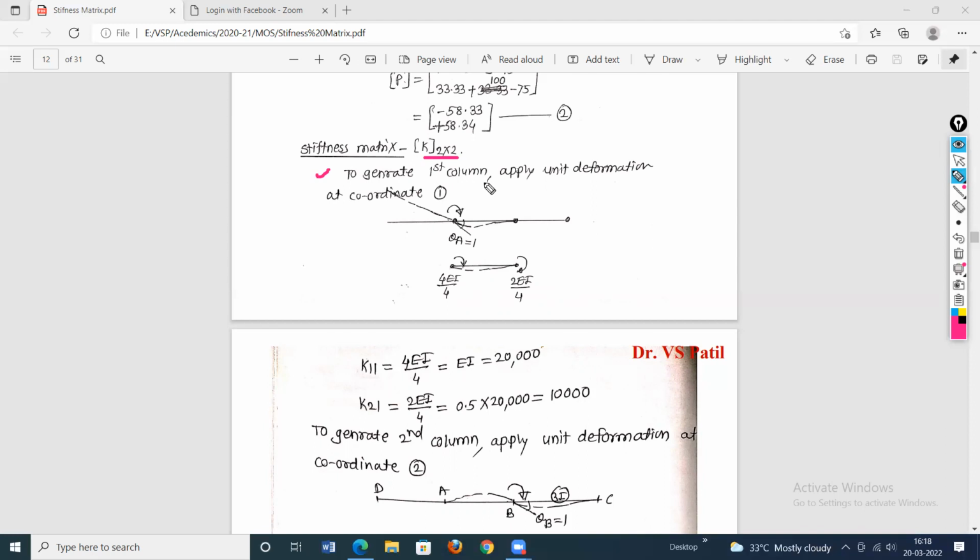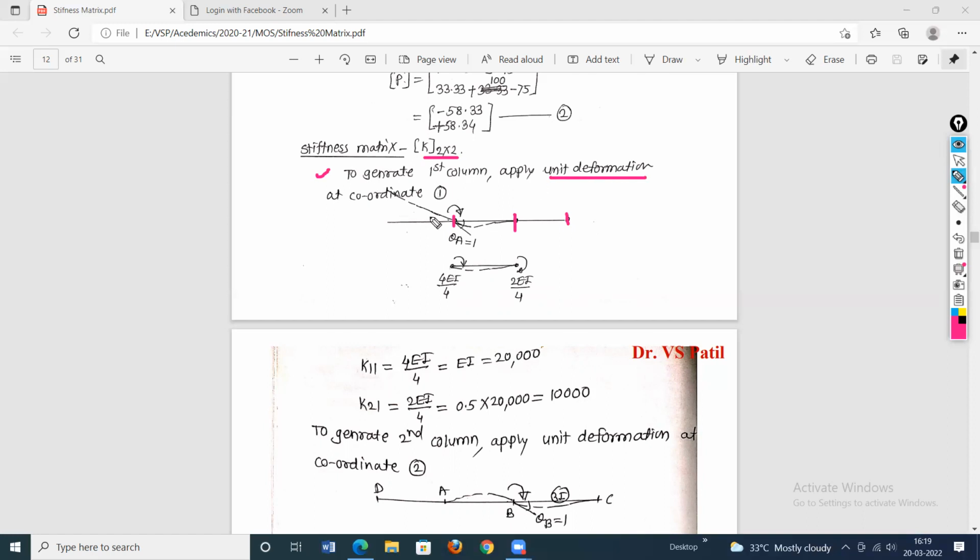To generate the first column of the stiffness matrix, apply unit deformation at coordinate 1. This is support A, support B, and support C. First of all, provide restraint at this particular point, and this is the free end. Keep the free end as it is, free only.